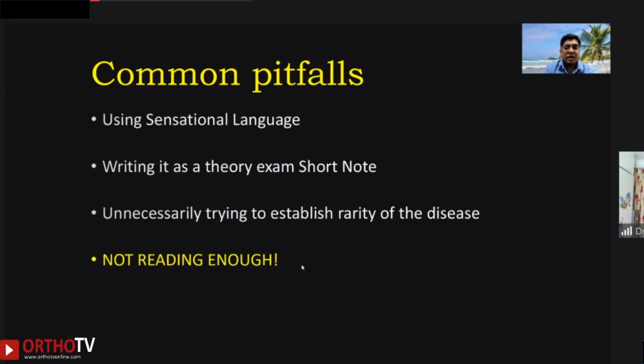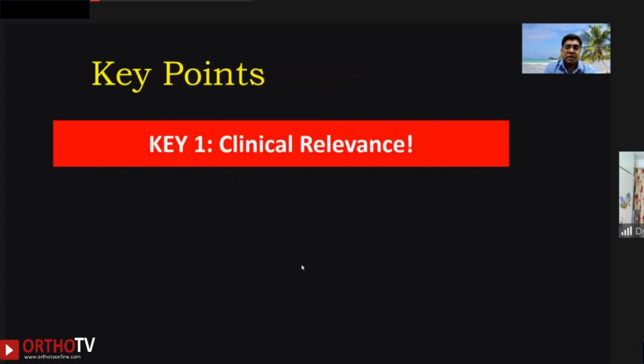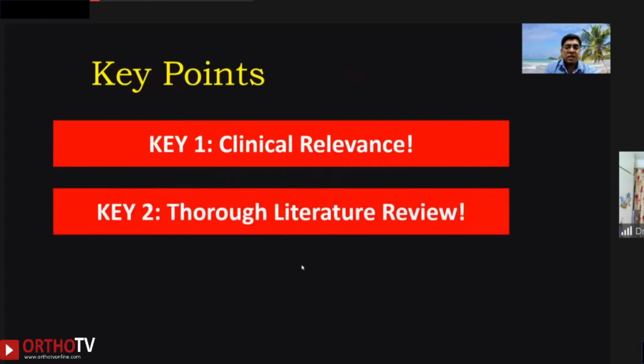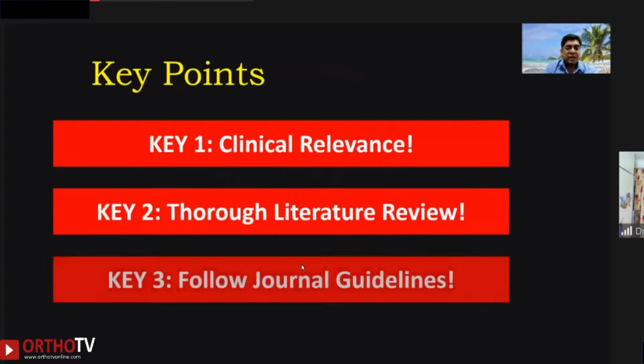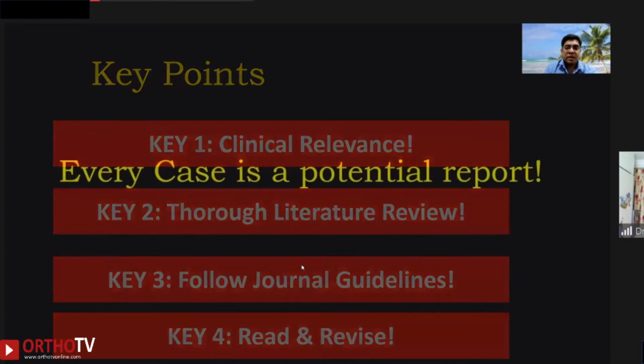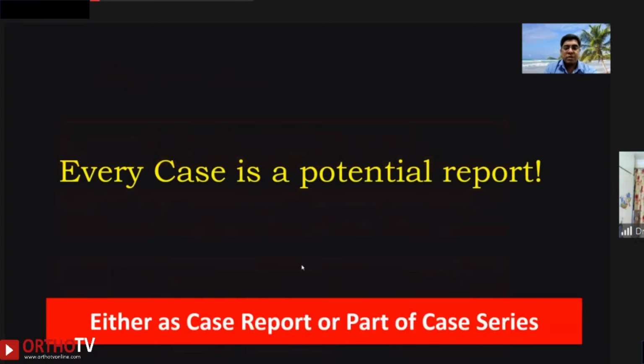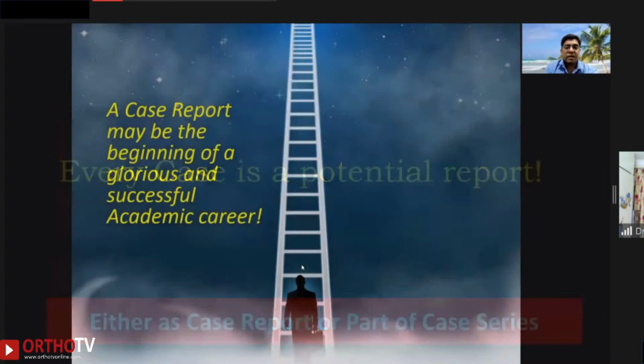Not reading enough is a crime in writing any kind of paper. So if you read enough, you'll be easily able to write a case report. In summary, my key points are: you have to establish the clinical relevance, do a thorough literature review, follow the journal guidelines, read and revise. Every case is a potential report, either as a case report or a part of a case series. So every case that you see, do or operate is a part.